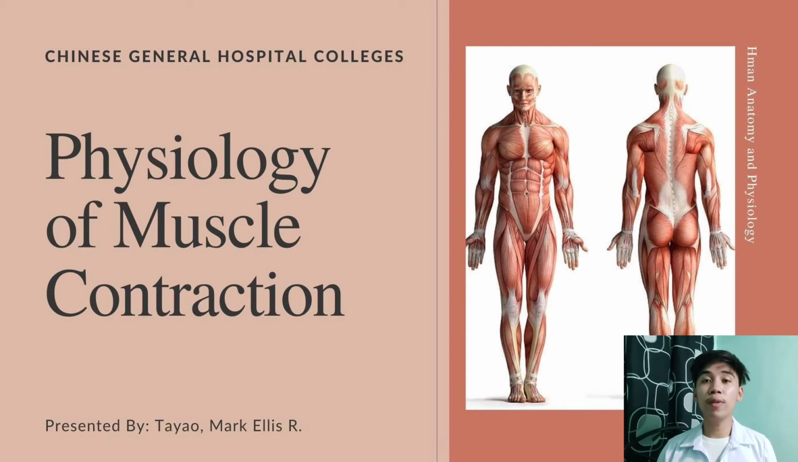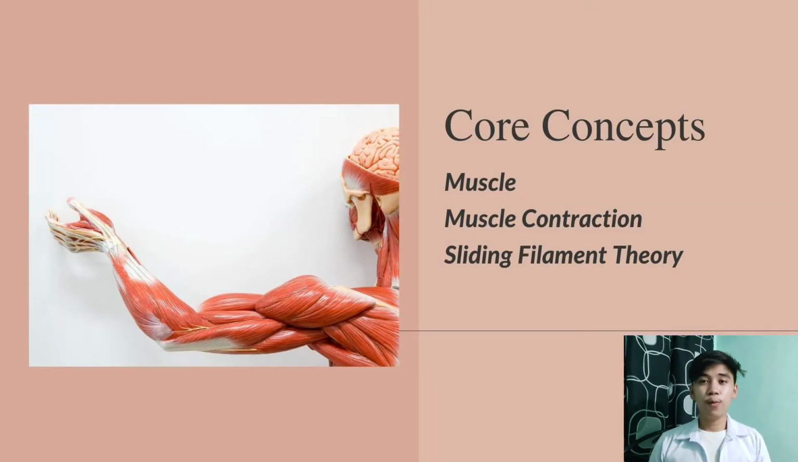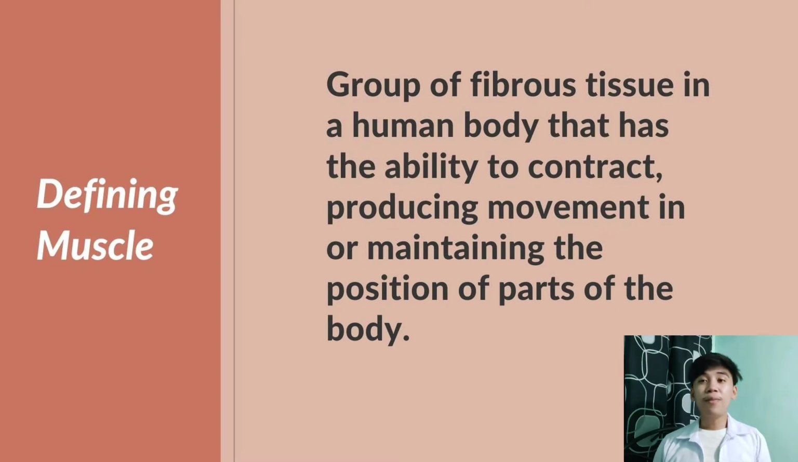I'm going to discuss to you about the physiology of muscle contraction. For our core concept, we have muscle contraction and the sliding filament theory. Before we proceed to the main topic, let us first define what a muscle is. It is a tissue composed of cells or fibers, the contraction of which produces movement in the body.